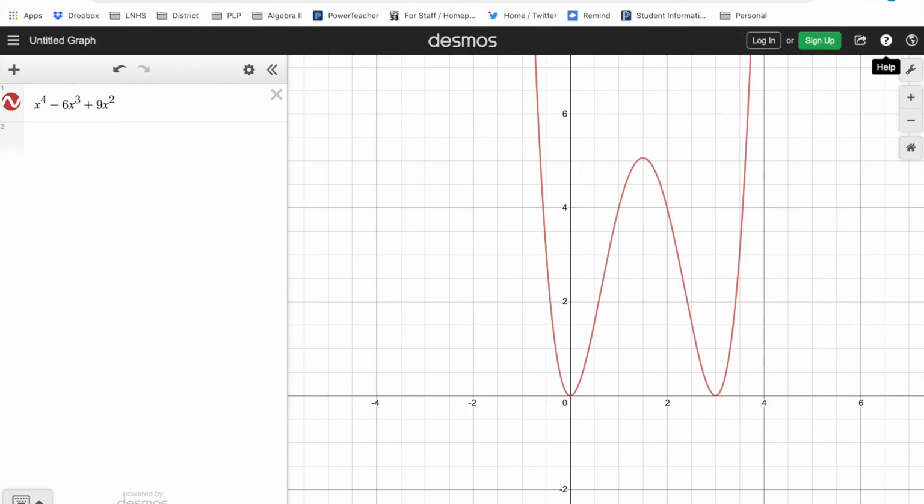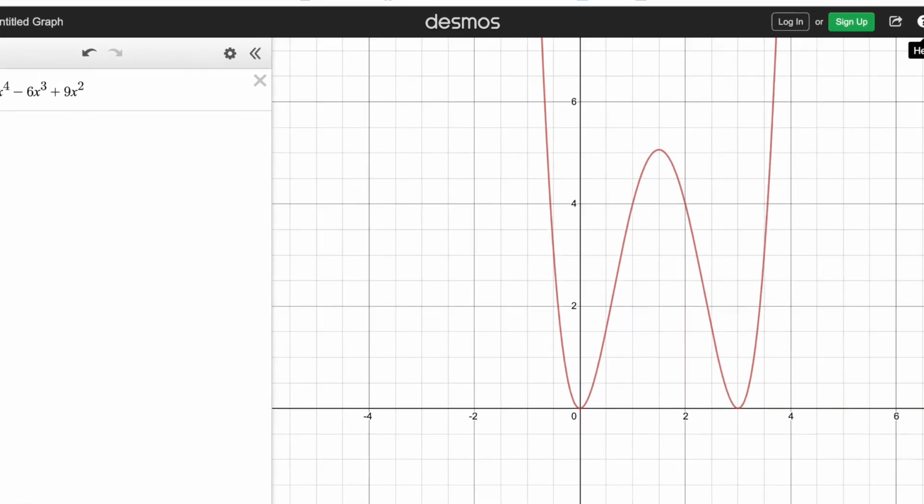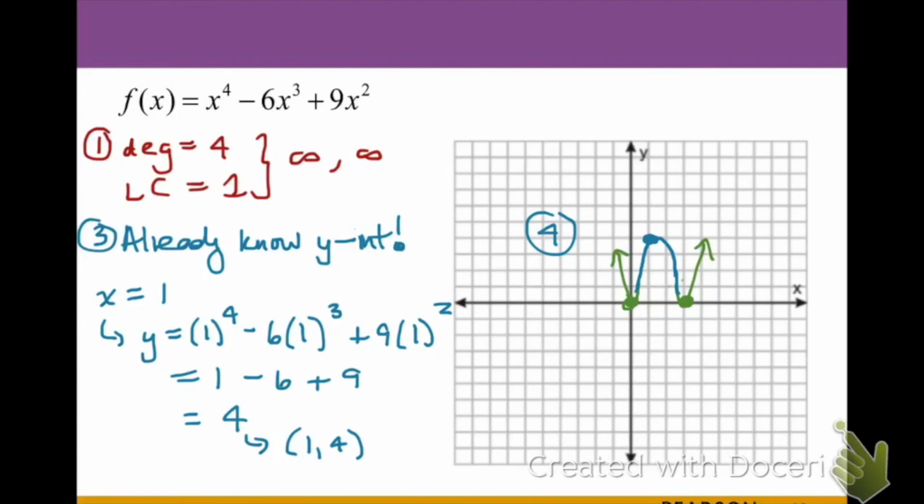Again, we could check our work on a graphing calculator or Desmos. Please pause here and go back to any of these examples if needed. These 3 examples here show us how to graph polynomials using all the properties that we've learned from our equation. Please go back and review as needed.